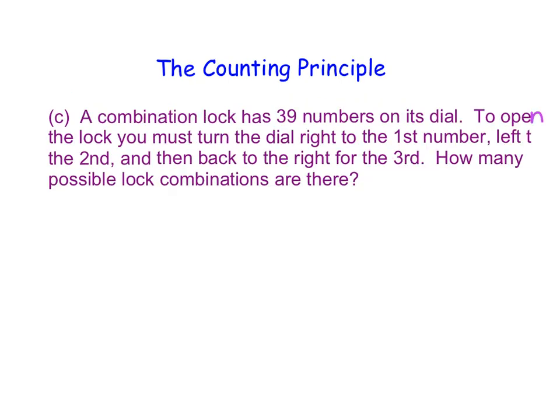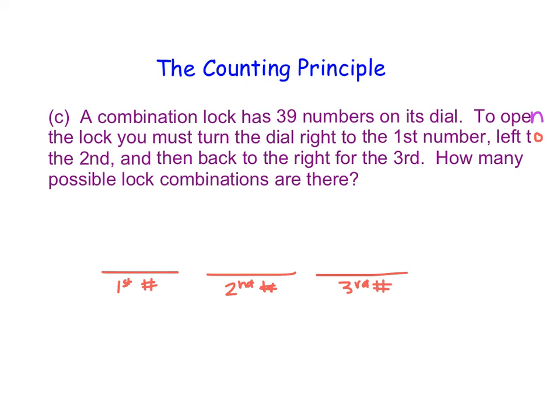And last example here says a combination lock has 39 numbers on its dial. To open the lock, you must turn the dial right to the first number, left to the second number, and then back to the right for the third number. So there are 3 different numbers in the combination for this lock. So we have the first number, the second number, and the third number. And I need to figure out how many different lock combinations are really possible.